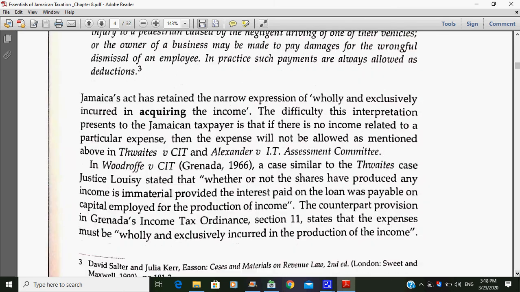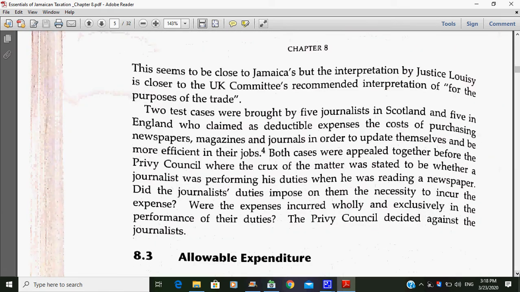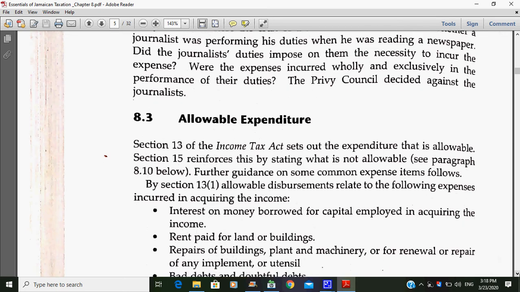Alright, let's go now. So we look at some allowable expenditure now. Section 13 of the Income Tax Act sets out the expenditure that is allowable. Section 15 reinforces this by stating what is not allowable. Further guidance on some common expense items will follow as well. By Section 13, Paragraph 1, allowable expense disbursements relate to the following expenses incurred in the current income. So these now are what?